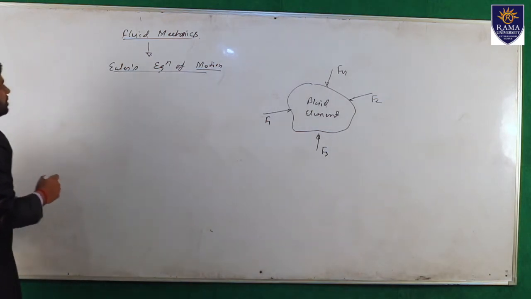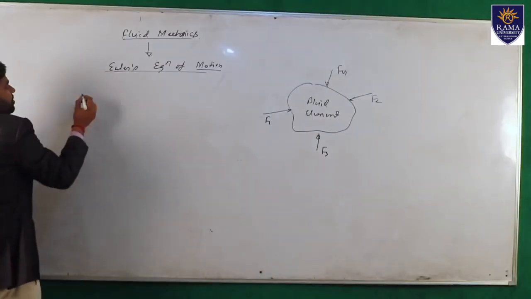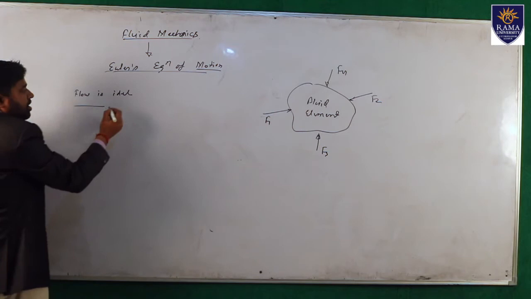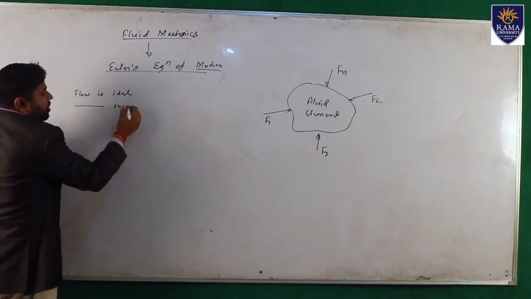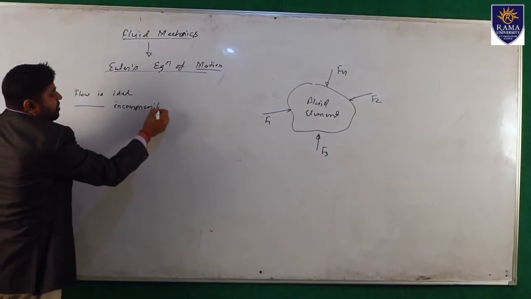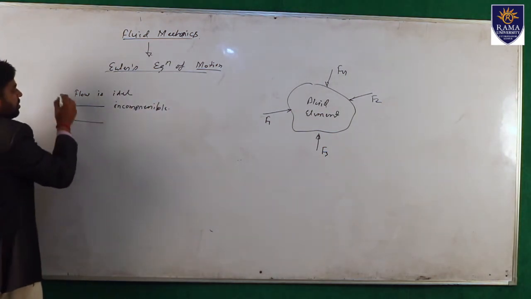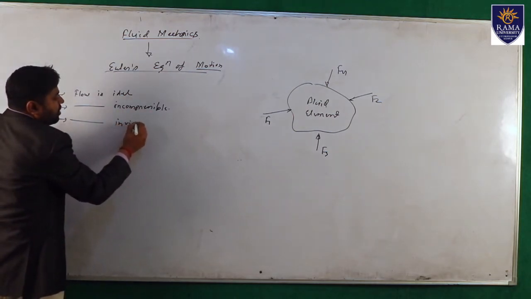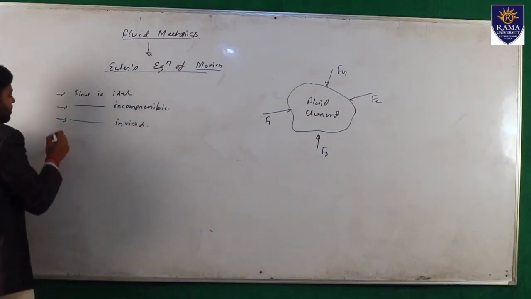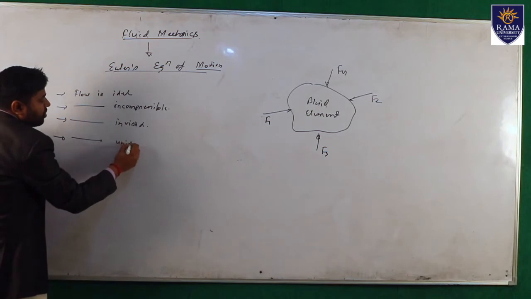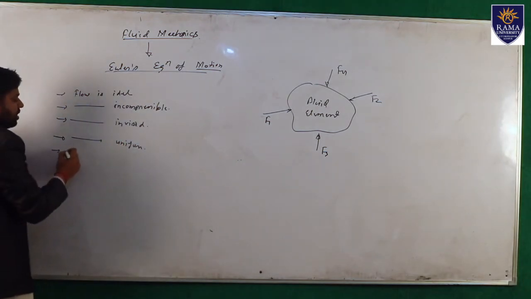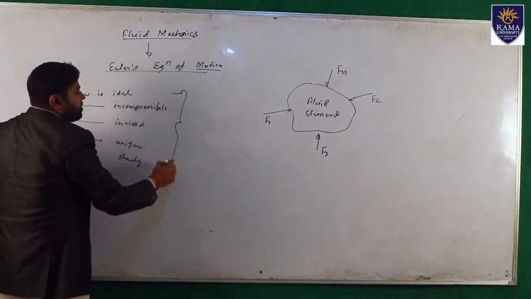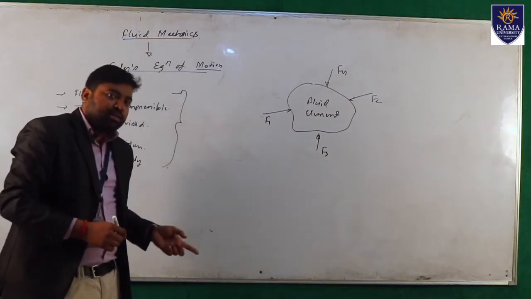The Euler equation of motion generally takes these assumptions. First, the flow is ideal. Another is that the flow is incompressible. Third is inviscid. And fourth is uniform. Then steady. So these are the main assumptions for the Euler equation as well as the Bernoulli equation.